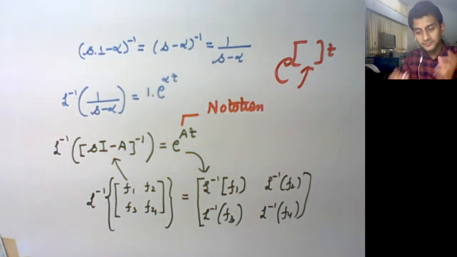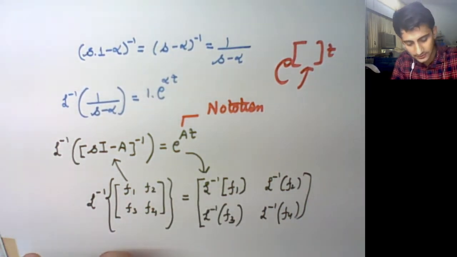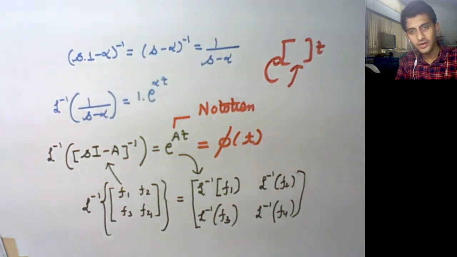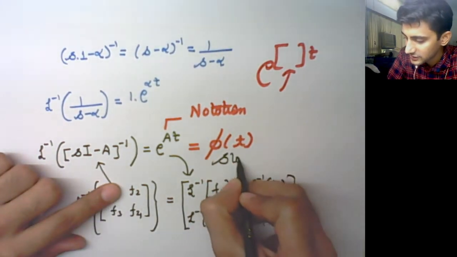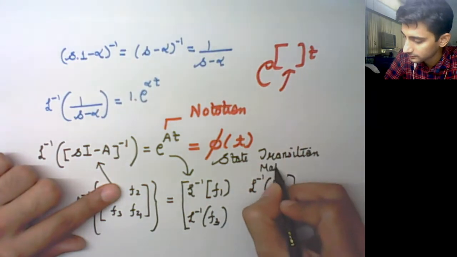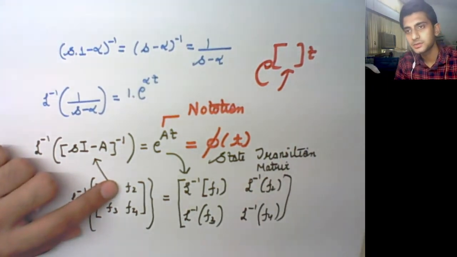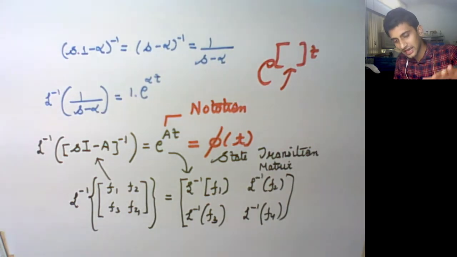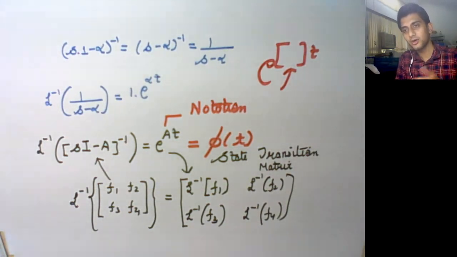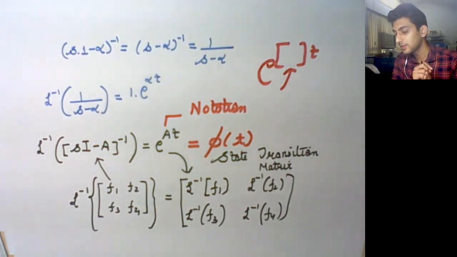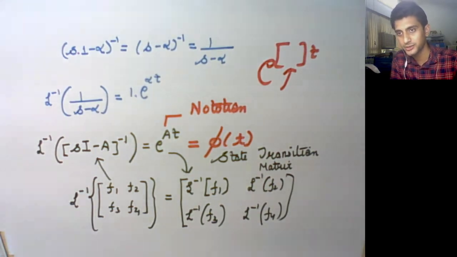Fine. Another way of representing such a thing is writing it equals phi of t. And people call it by a fancy name, which is the state transition matrix. In control systems, there is a whole course on state transition matrix and phase space. As of now, we will just graze it, just have an introduction of what the state transition matrix is. We will write down a few properties of the state transition matrix in some other part of the series. But in this particular lecture, we are concerned with finding the solution of the state equation using the Laplace transform method.